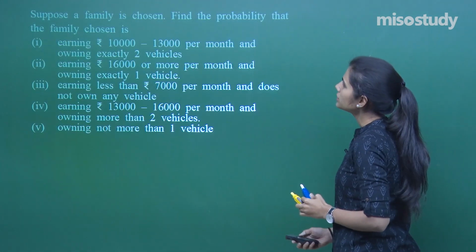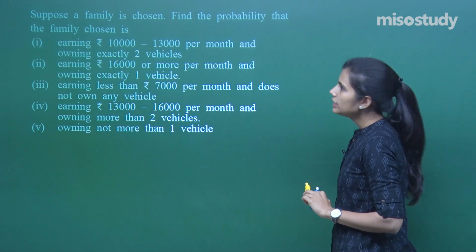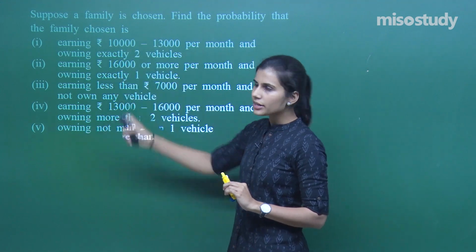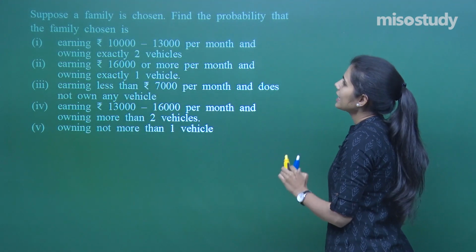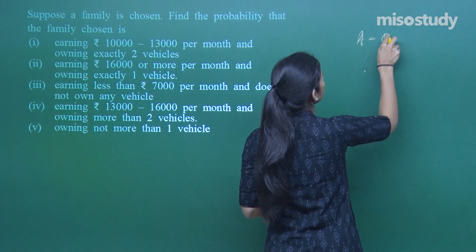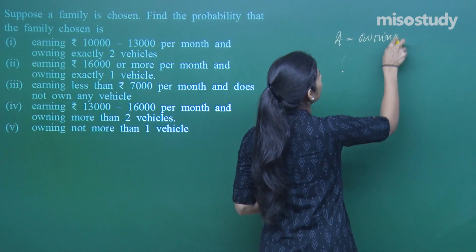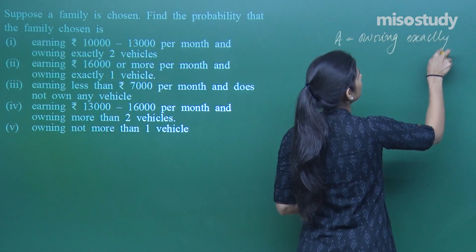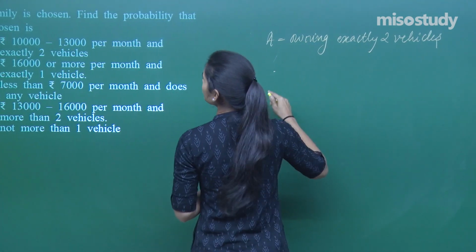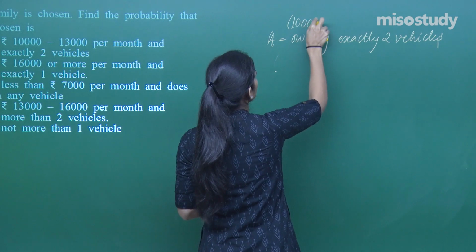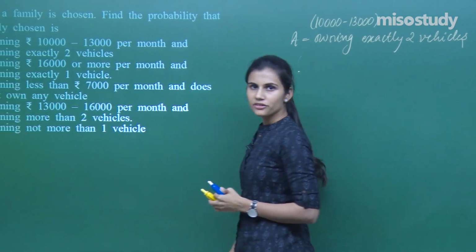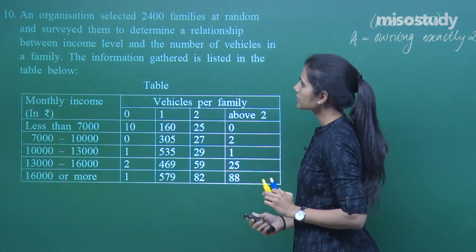What basically do I need to do is, suppose a family is chosen, find the probability that the family chosen is earning income in this range and owning exactly 2 vehicles. So, event A: the family chosen is owning exactly 2 vehicles, and the income is falling in the range of 10,000 to 13,000. Let's see, out of 2400 families, how many families are satisfying this condition.